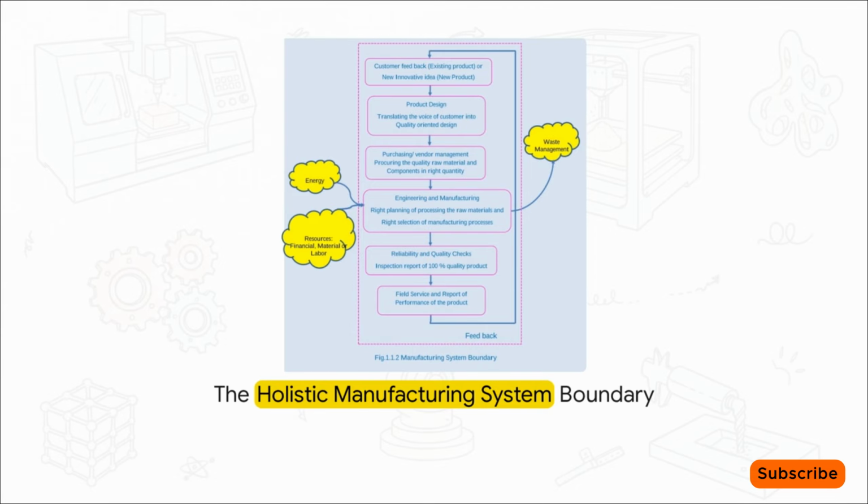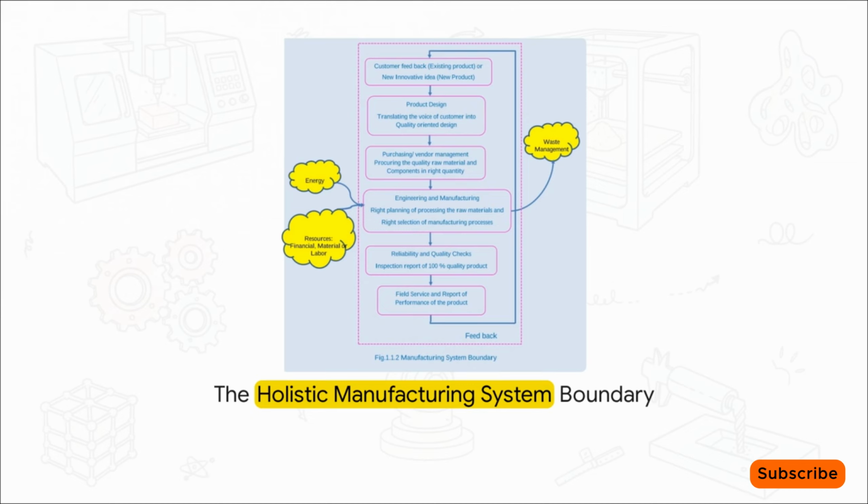Just think about your smartphone for a second. It starts at the top with customer feedback or some innovative idea, right? That feeds into product design, purchasing, and then into the actual engineering and manufacturing phase. From there, it moves through strict quality checks, goes out into field service, and ultimately loops right back around via waste management. It's a whole ecosystem.